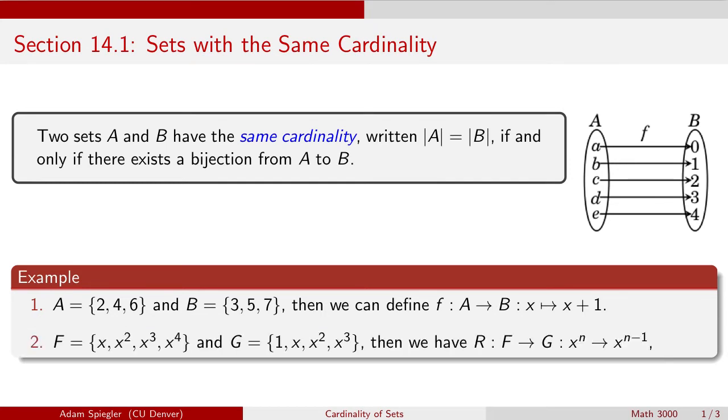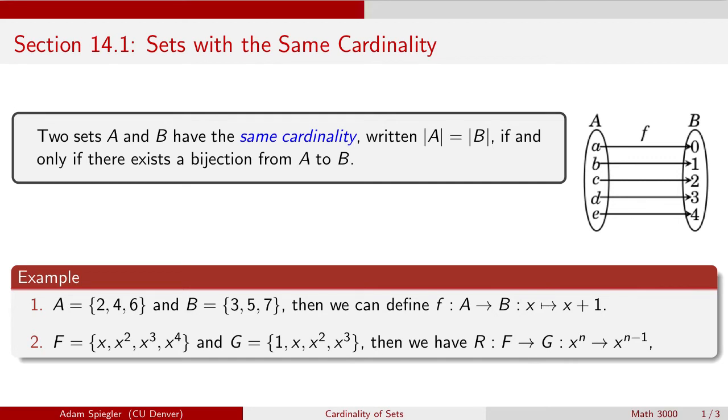Okay, so one more example. Let's say we have a set F of these 4 power functions, and I have a set G of these other 4 power functions. Each set has 4 elements, so they have the same cardinality, but we could define a bijection, we'll call this one R, from set F into set G, where we just subtract 1 from the power. And x would therefore go to x to the 0, which is 1. X squared would go to x, x cubed to x squared, x to the 4th to x cubed.